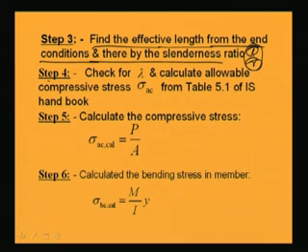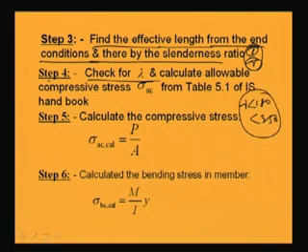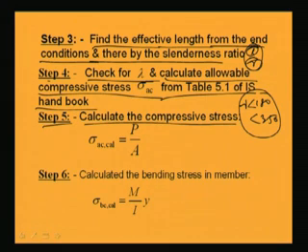In the next step we will check lambda, that means the slenderness ratio, which should be less than 180, or 350, or 200, as per the codal provisions, and calculate the allowable compressive stress sigma AC from table 5.1 of the IS handbook, as we have done in the last lecture also. Next, calculate the compressive stress sigma AC calculated, that will be P by A. P is the compressive load and A is the area.